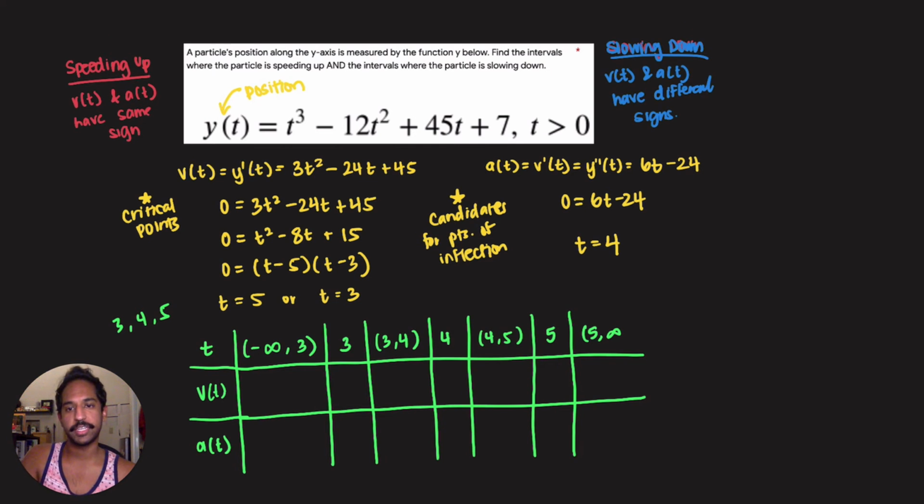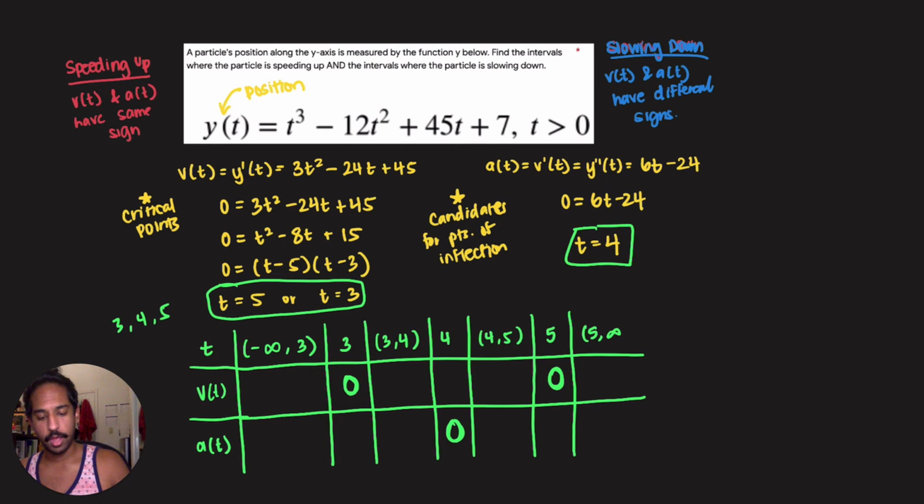What's happening to our velocity? What's happening to our acceleration? We also want to mark down where velocity is 0 and acceleration is 0. We know that velocity is 0 at 3 and 5, so I'm just going to mark those there. And I know that acceleration is 0 at 4, and that's from the work that we already did up here.